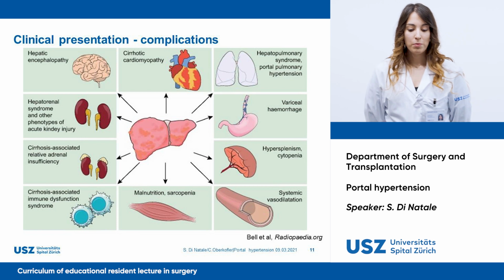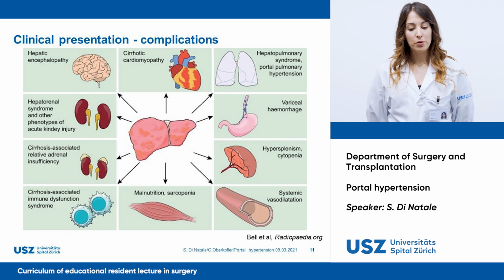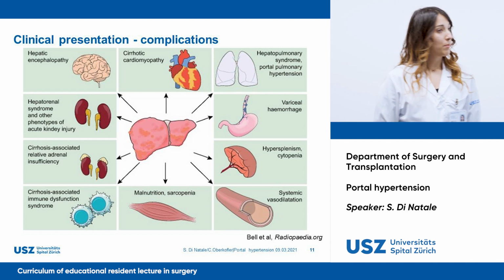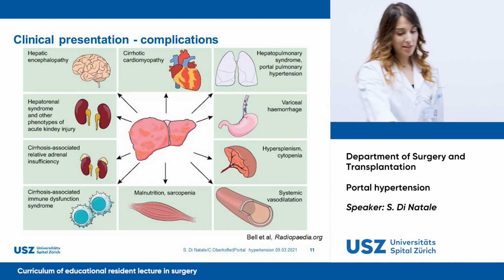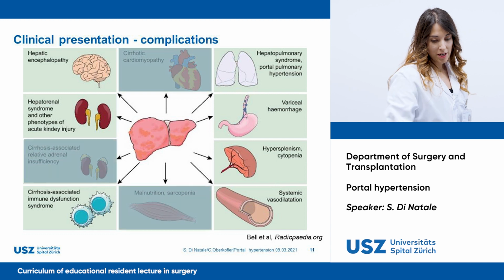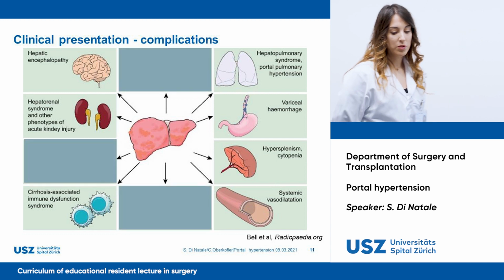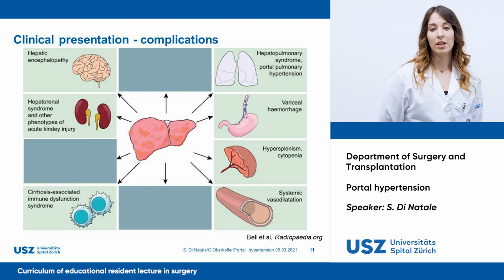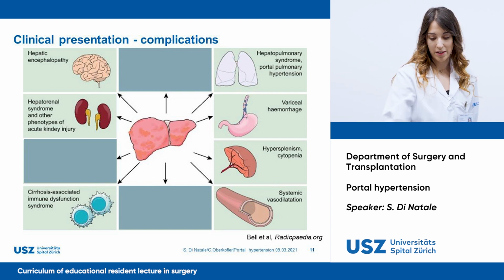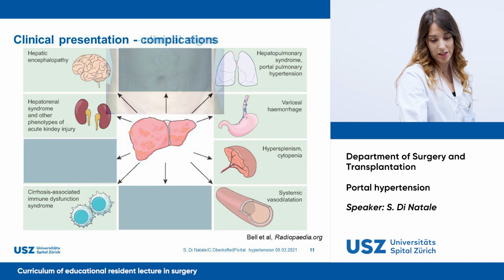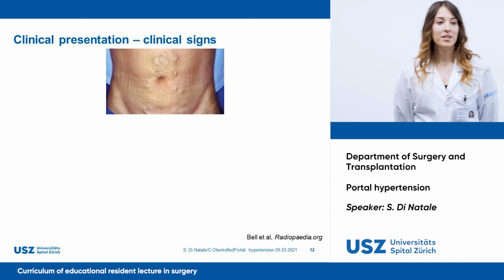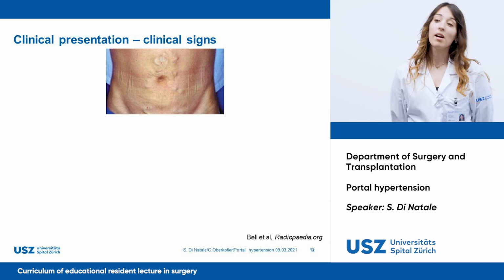The presentation of portal hypertension is mostly the occurrence of systemic complications. On this slide, you can see systemic complications of an advanced liver disease, and the complications of portal hypertension are mostly the same. First presentation of portal hypertension can also be an incidental finding of complications on imaging. Now, can anyone tell me what kinds of clinical signs are shown on these images?